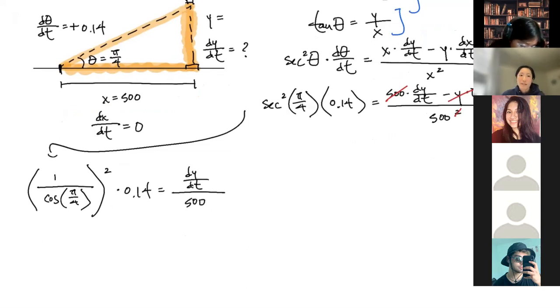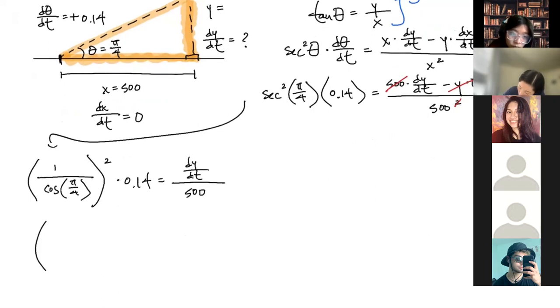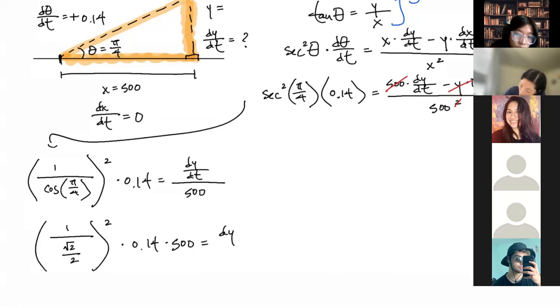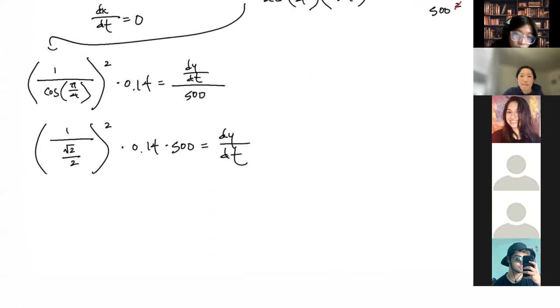All right. Cosine of pi over 4, hopefully a nice value that we know now, which is going to be root 2 over 2. I want to square that. I'm also going to multiply by 500 here, so I already have my dy/dt by itself. I did a couple things at the same time. I multiplied that 500 over, and I gave a value for cosine of pi over 4.